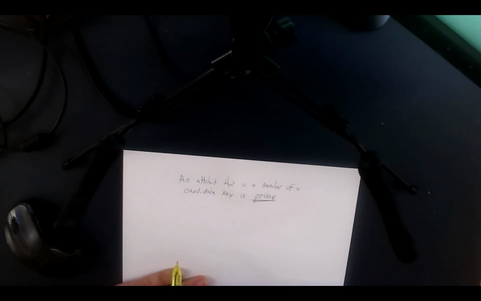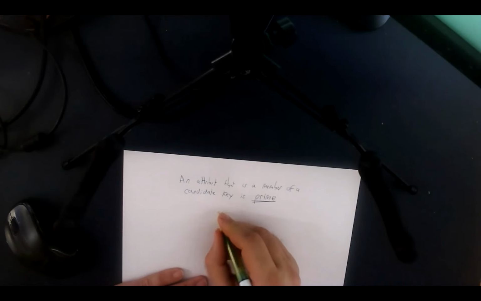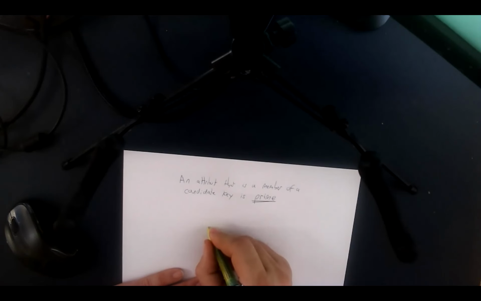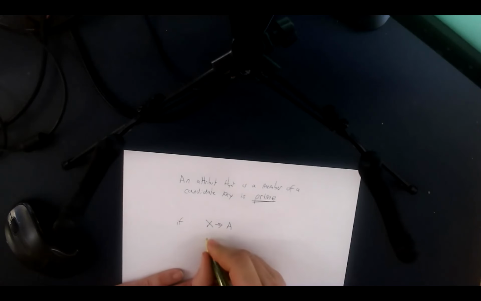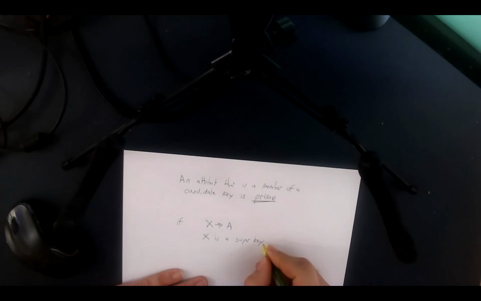Now, listen here. For a given relation and a set of functional dependencies, if X goes to A, and I'll get to this in a second, if X goes to A, then X is a superkey or A is prime.